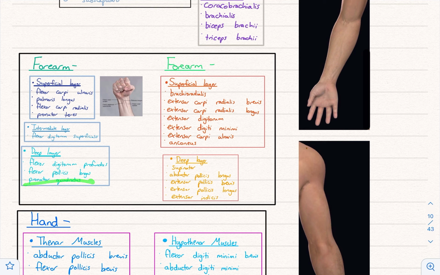Pronator quadratus, that's kind of like a muscle here. Think of it this way: pronator, so it's pronation versus supination, so it's pronating your hand. Quadratus, the way to remember it, it is a square shape, which is why it's the quadratus.